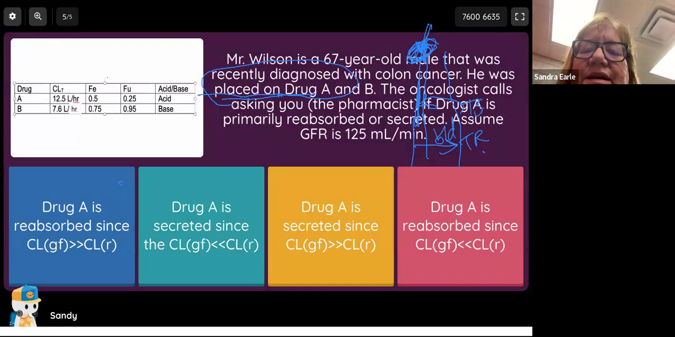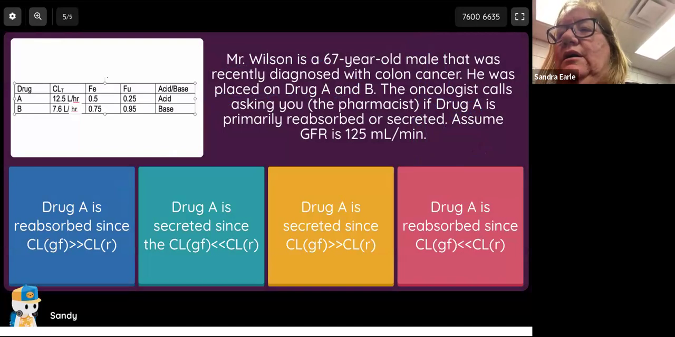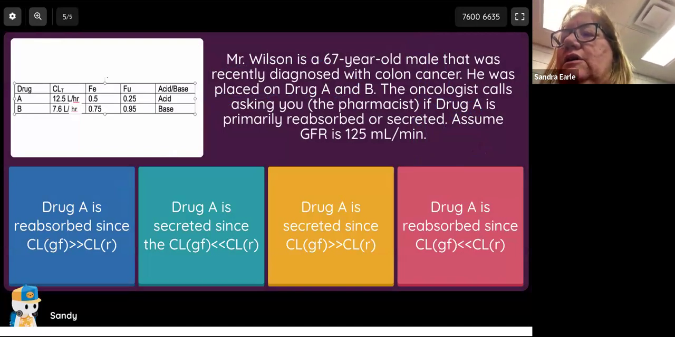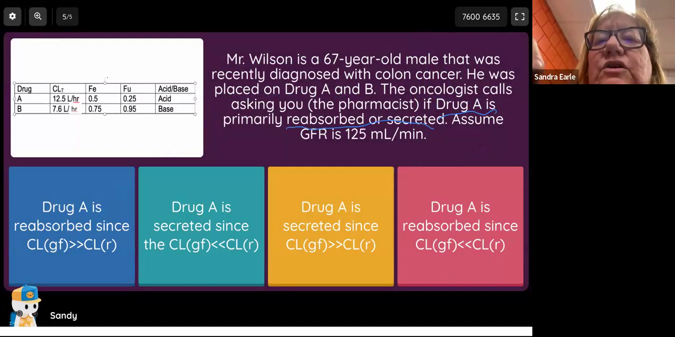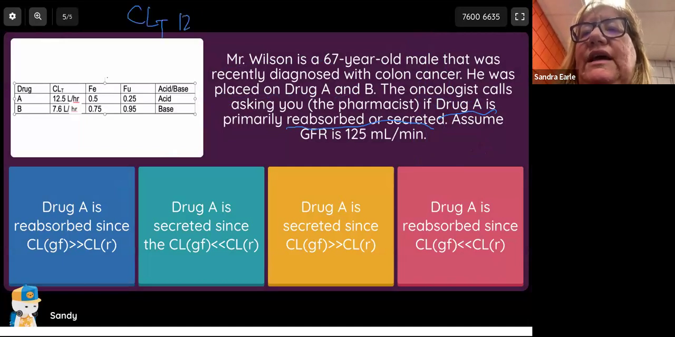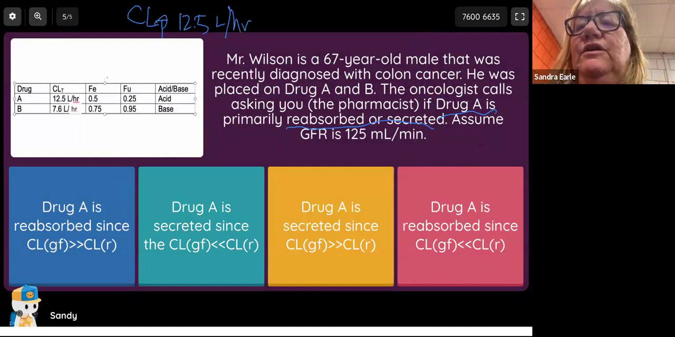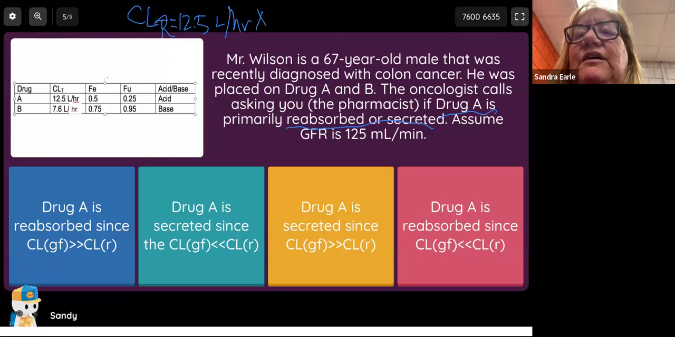All right, this is back to drug A here. Is drug A primarily reabsorbed or secreted? All right, drug A, I have to get rid of this. So, okay, drug A has a total body clearance of 12.5 liters per hour. And in order to get renal clearance, we're going to multiply that times our FE, which is 0.5. So our renal clearance, I don't need a calculator for this one, 6.25 liters per hour, right?